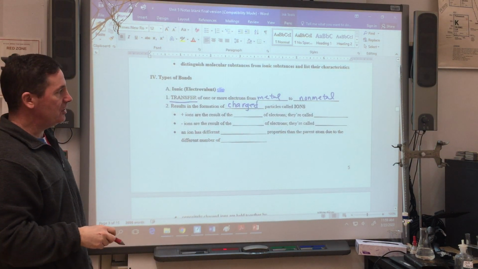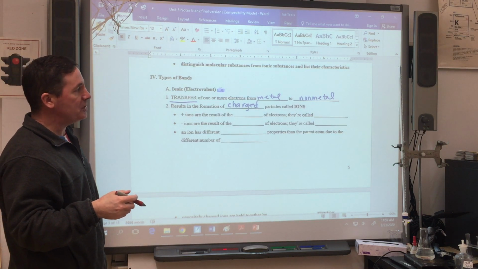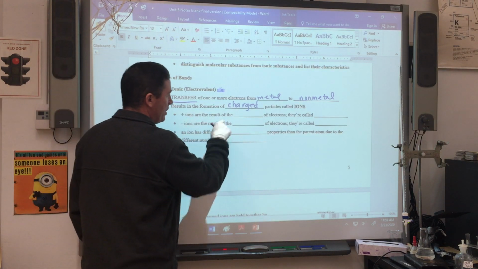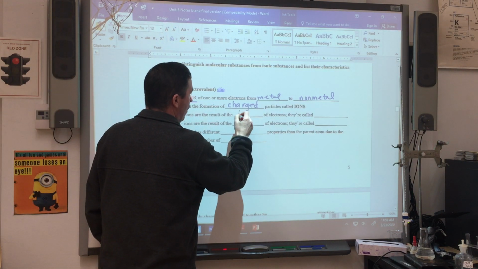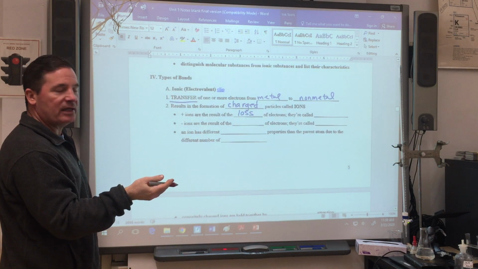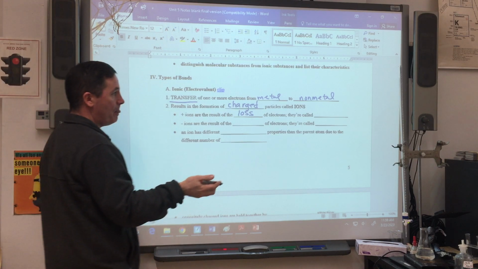They have a charge. That means the number of electrons is different than the number of protons in each of the atoms. The positive ions are the result of a loss of electrons. If you lose something negative, think of it this way, you lose something negative, you become positive.